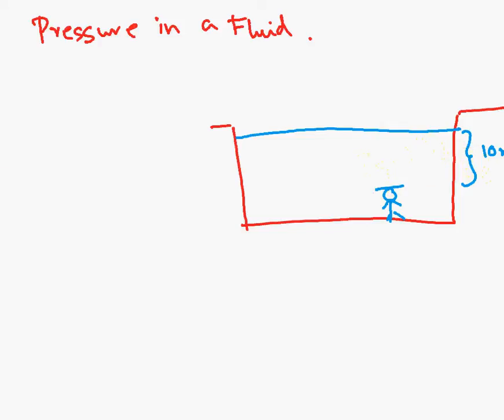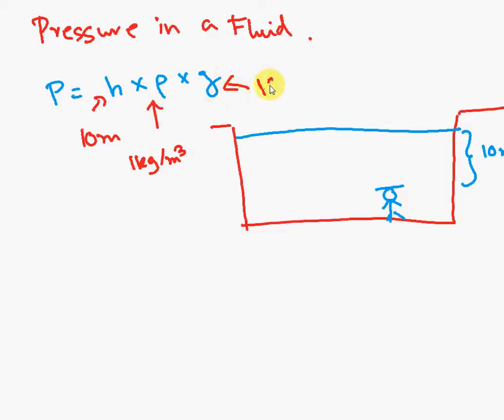The formula for pressure in a fluid is pressure equals H times rho times G. H is the height or the depth, so in our case it's 10 meters. Rho is the density of the fluid. In the case of water, it's, sorry, this one is wrong: the density of water is 1000 kilograms per meter cube. G is the acceleration due to gravity, which is 10 meters per second squared.